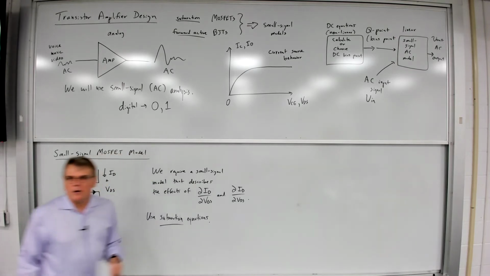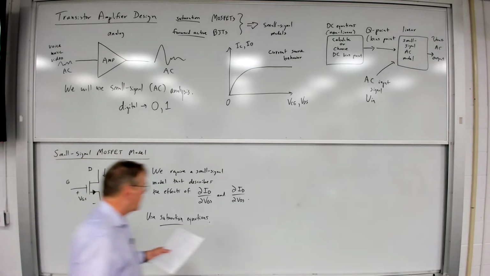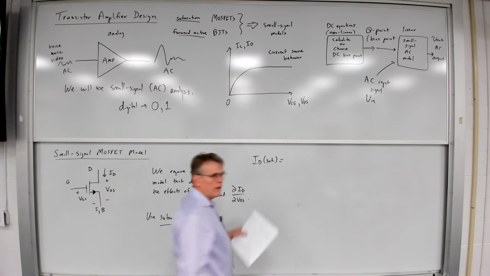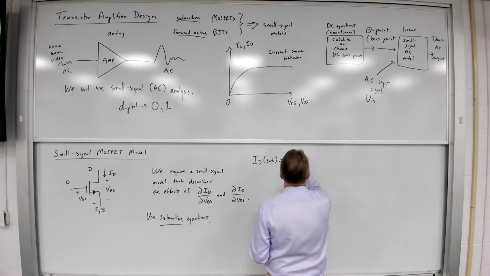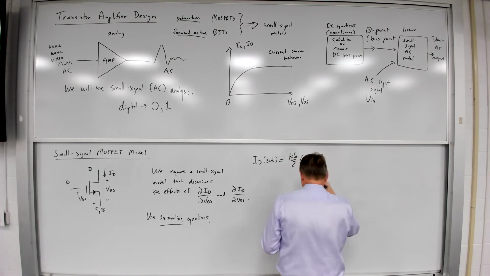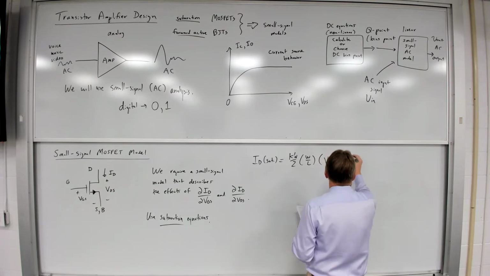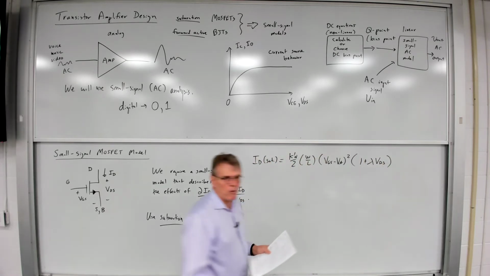That is our desired region of operation. So let's go ahead and write ID sat. Our drain current equation in saturation, as we all know, is going to be K prime N over 2 times W over L times (VGS minus VT) squared times (1 plus lambda VDS). So we're all familiar with that equation.